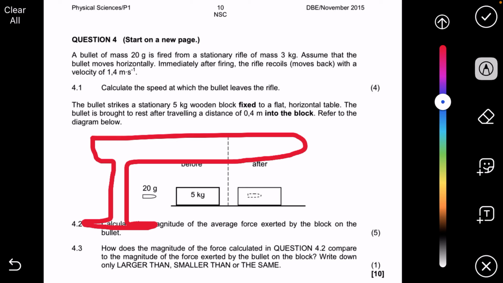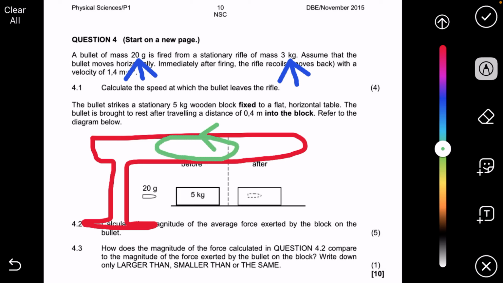It's given over there as 3 kg. Very, very much important, ladies and gentlemen. 3 kg. Okay, and again we've got a mass of the bullet given as 20 grams. So ladies and gentlemen, let me draw a bullet inside the rifle.